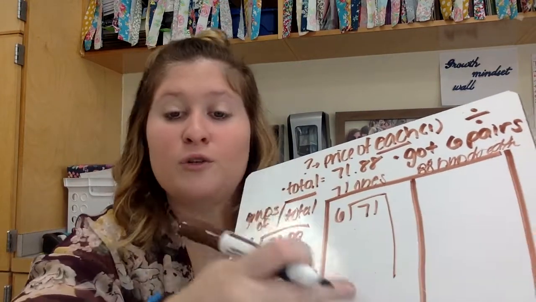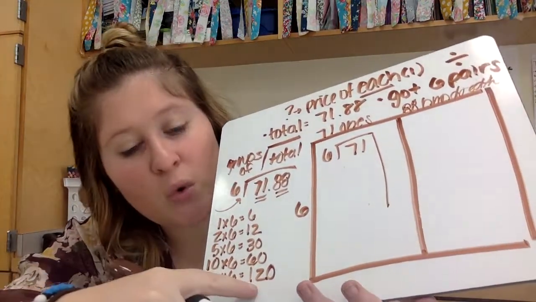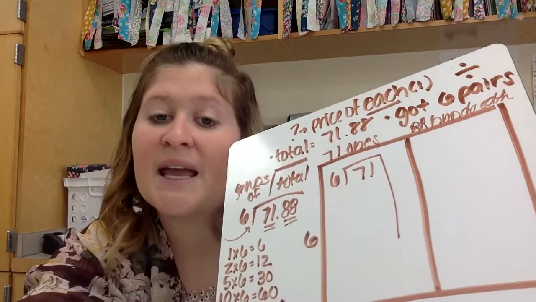If you need your easy facts, I'm going to write mine off to the side. We're going to do 1, 2, and 5 to see where we're at first. 1 times 6 is 6. 2 times 6 is 12. 5 times 6 is 30. 30 is not quite at 70, so I'm going to keep going. So I'm going to do 10 times 6 is 60. 20 times 6 is 120. So I'm stopping there because I know 120 is bigger than 71, and I can't use it.